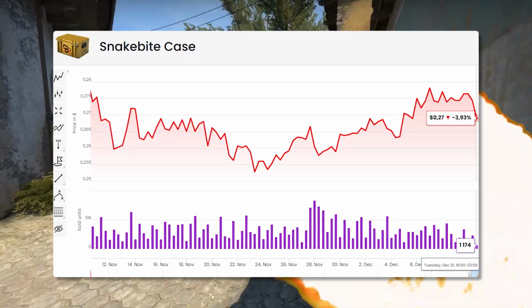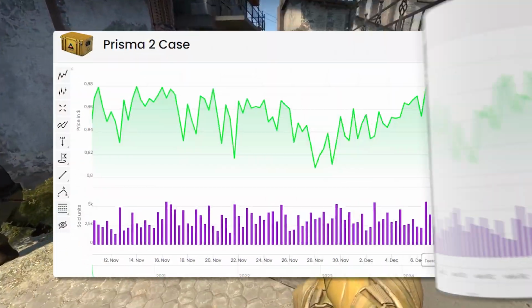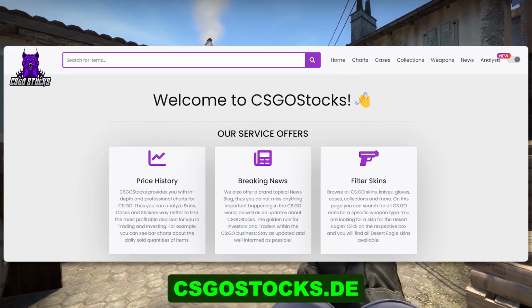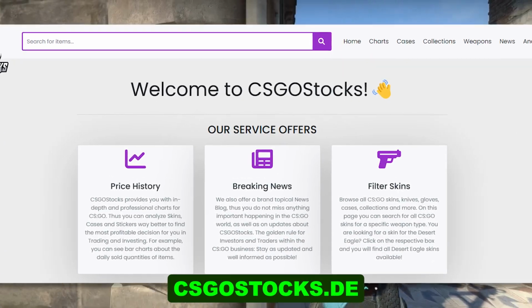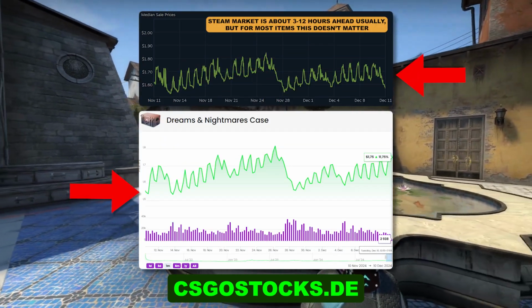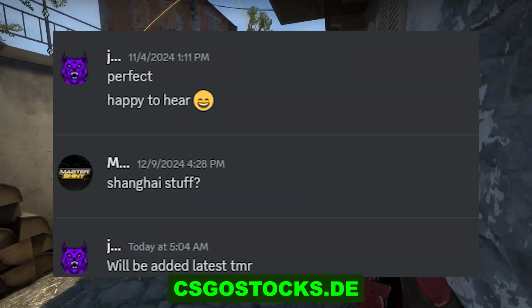Now, talking about the number one resource you see in every single one of my videos, that's going to be these graphs right here. They are coming directly from a website called CSGO Stocks. Now, CSGO Stocks is very useful if you're trying to get some information that's on the Steam market. Whatever price graph you can find on the Steam market, you can usually find it on CSGO Stocks. And if you can't, I'm probably complaining to the owner about it.